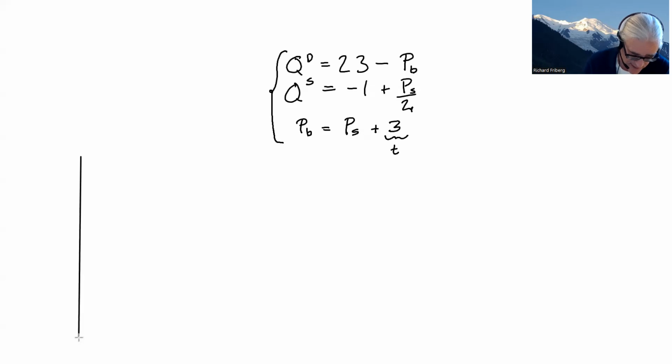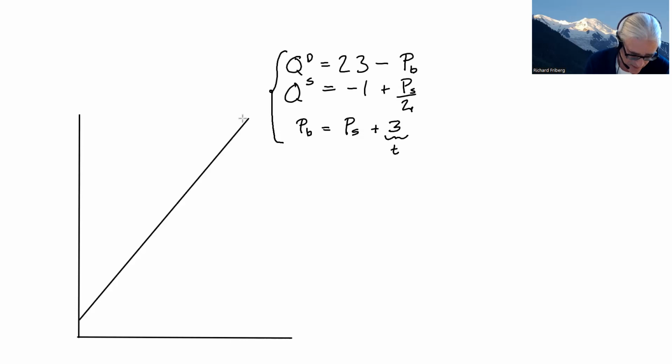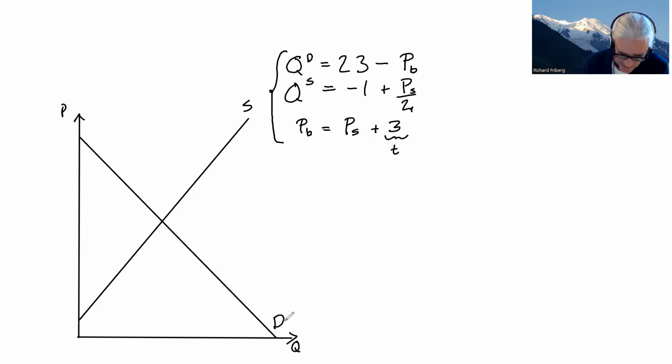Okay, so let's illustrate that in a figure. So we have, let's do all the curves here at one time. Okay, so this is as before. We have quantity on the horizontal, price on the vertical. We have supply, we have demand. We said that if this is a competitive equilibrium, we have a quantity of 7 and a price of 16.